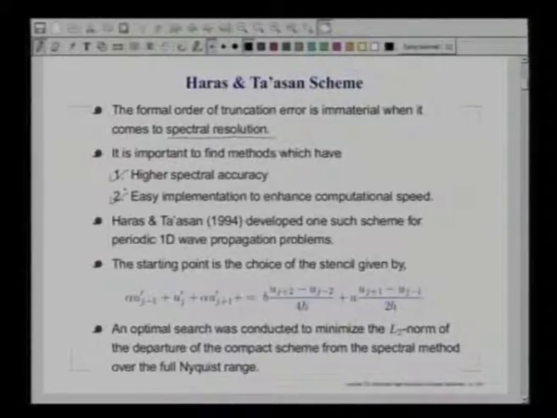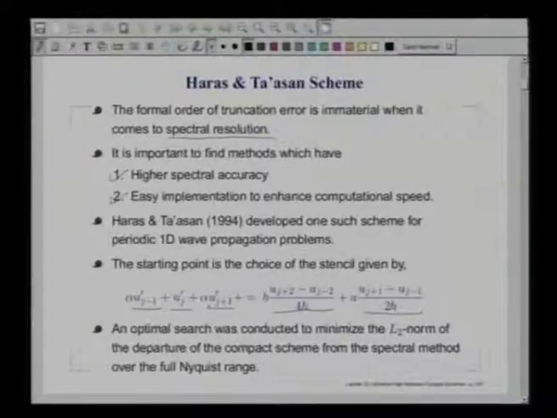Haras and Tassan looked at the 1D wave equation, and in doing so they followed the usual procedure that has also been followed by many other people, where the first derivatives, indicated by primed quantities on the left hand side, are related to the function values pairwise in terms of the j plus minus 2 and j plus minus 1 points. The compact scheme of course requires an implicit relationship between the two. That is why you will see the derivatives are obtained simultaneously at the j and j plus 1 points also.